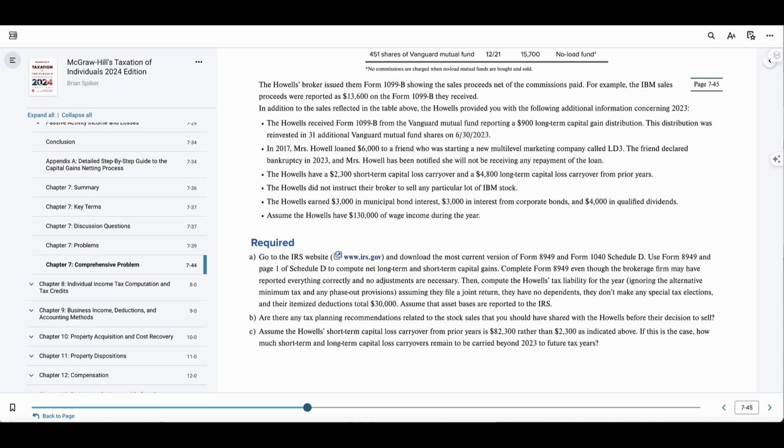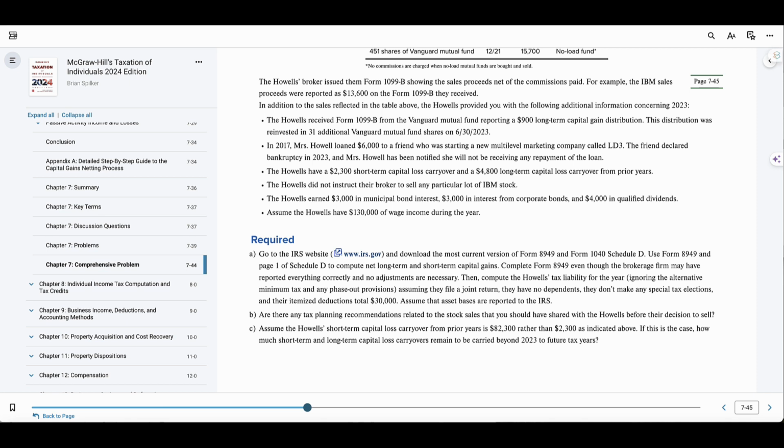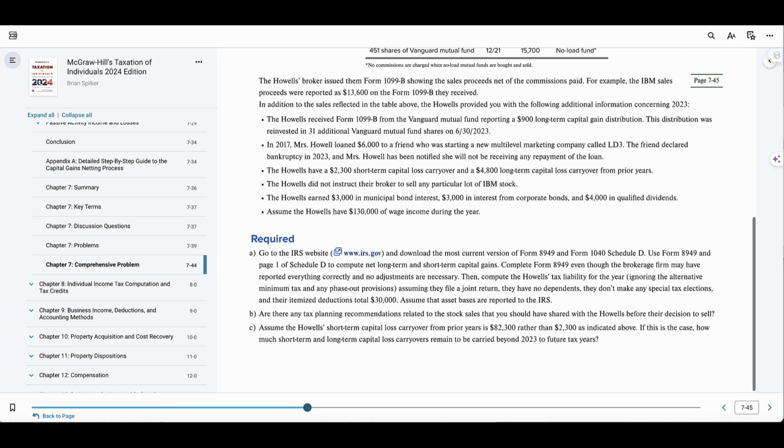Then you're going to compute the Howells' tax liability for the year. You're going to ignore the alternative minimum tax, AMT, and any phase-out provisions. Assume they file a joint return, the Howells have no dependents, they don't have any special tax elections, and their itemized deductions total $30,000. You're going to assume the asset bases are reported to the IRS.